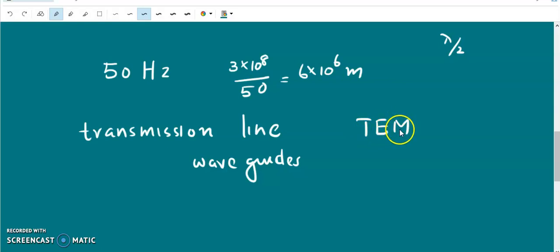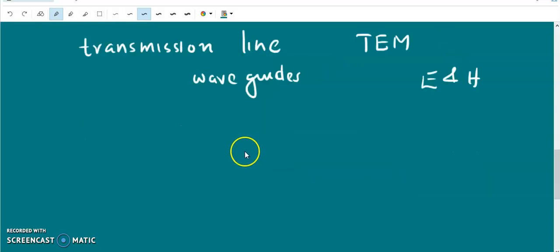Transverse electromagnetic waves means both E and H are perpendicular to the direction of propagation, and they are perpendicular to each other. The electric and magnetic fields are perpendicular to each other, and both are perpendicular to the direction of propagation along the guiding line. In the next part of this module, we discuss the single conductor waveguides, but they will not pass transverse electromagnetic waves through them.